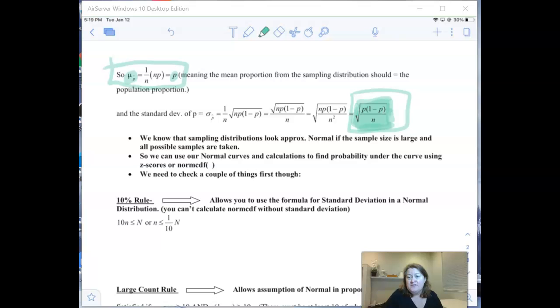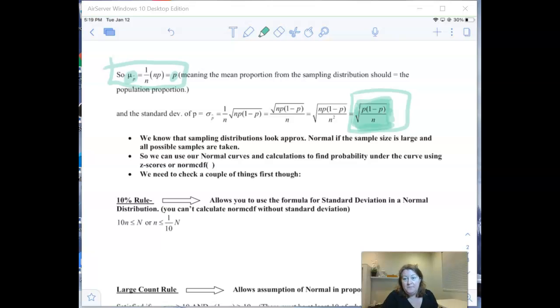So we know from yesterday, from our last class, that sampling distributions do tend to look approximately normal if the sample size is large enough, right? So we can use our normal curves on these types of problems to calculate probability under the curve using z-scores, using normal CDF with our calculator. And we like to do that because that's something we're comfortable doing and we're going to continue doing it for the entire year. So being able to get to a z-score in normal CDF is well worth the work.